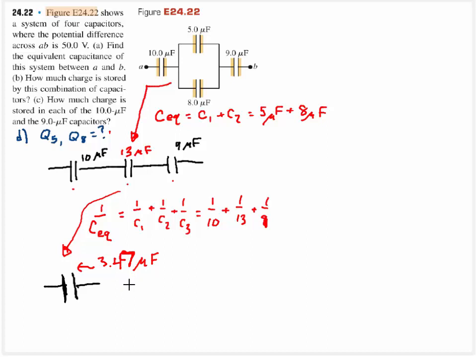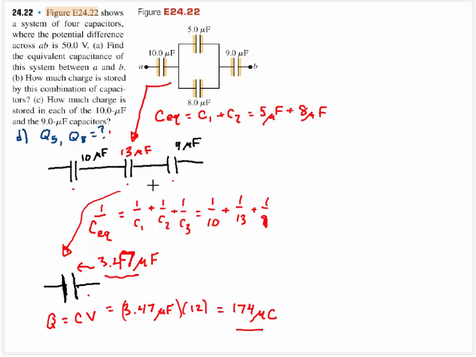Now the first thing we're solving for is what is the equivalent capacitance of the system between A and B. So we've done that. That's 3.47 microfarads. Then we're asked for how much charge is going to be on this one. Well, charge is going to be equal to the capacitance multiplied by the voltage, and we're told that there's 50 volts across this, so it's going to be 3.47 times 10 to the minus 6 farads multiplied by 50 volts, and we're going to come out with 174 microcoulombs as the charge on this equivalent capacitor.